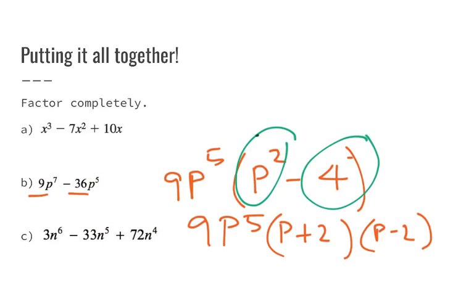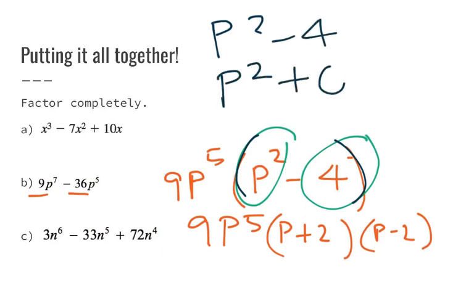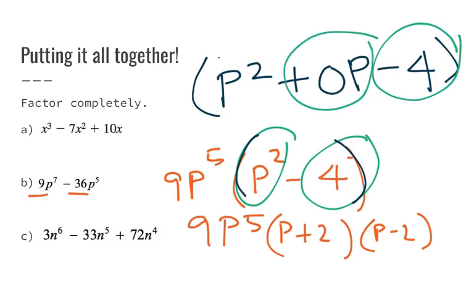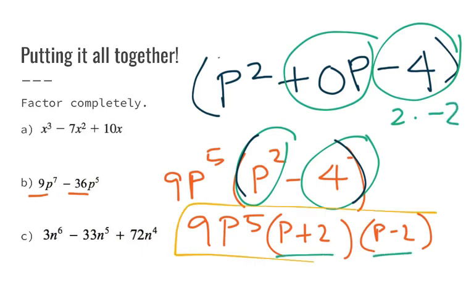Another way, which I think a lot of you liked thinking about it, is p squared minus 4 is the same thing as p squared plus 0p minus 4. So if you want to think about that as a quadratic, and you're thinking of factors of negative 4 that add to get me to 0, well, that would be 2 times negative 2. And so that's how I filled out those binomials. So this is the furthest possible expression that I can factor it, and so that would be my answer.